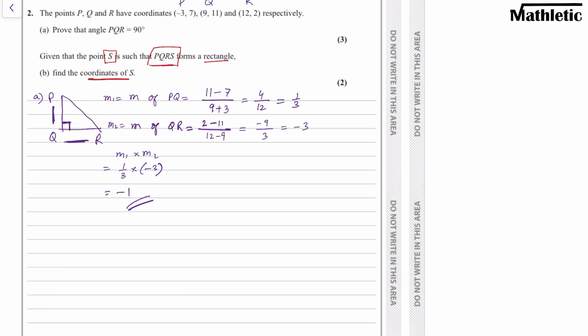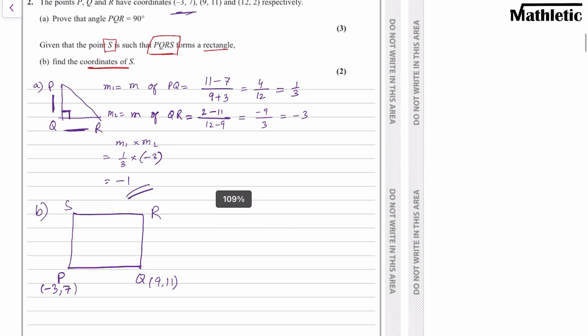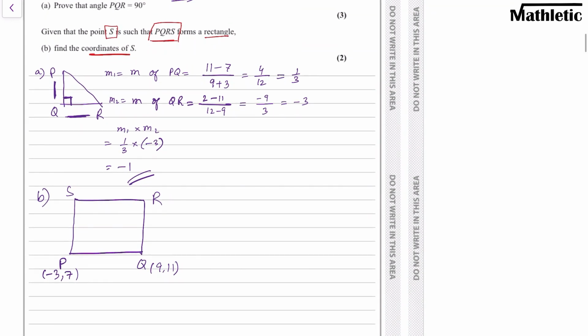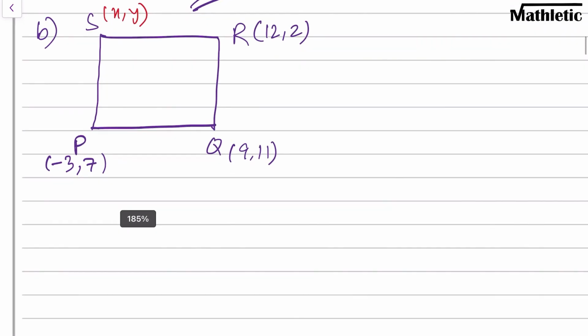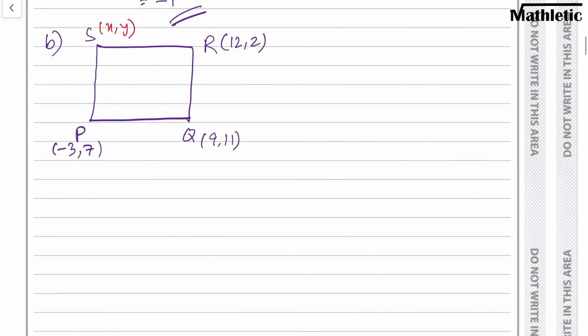So for part B, if I draw a rectangle PQRS, P is minus 3, 7, Q is 9, 11, R is 12, 2, and S, we do not know the coordinates of S. Let's assume it to be x and y. So we need to calculate the coordinates of S.